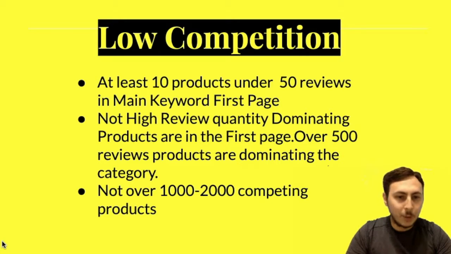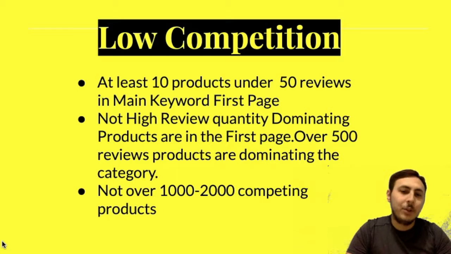At least 10 products must be in the first page and have approximately 10 sales per day, because when you launch your product you have 0 reviews and getting over 50 reviews takes some time. These are low competition criteria. Please look at all of these before making an order. Let's look at some examples of low competition and high competition products.